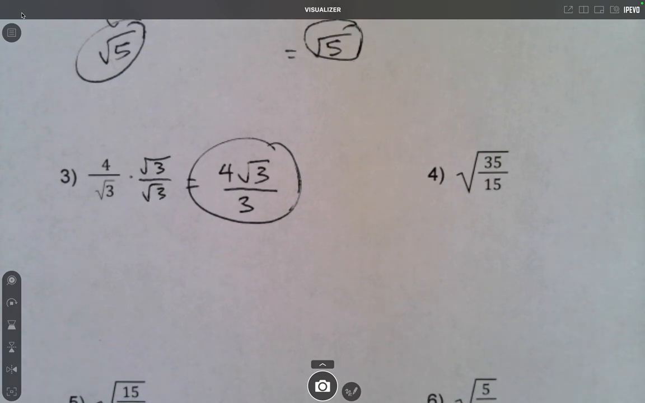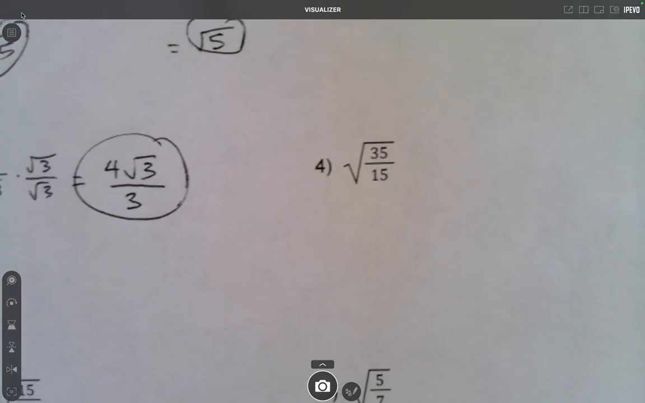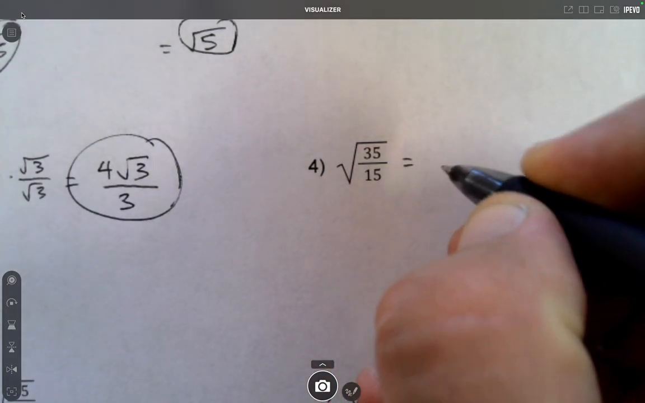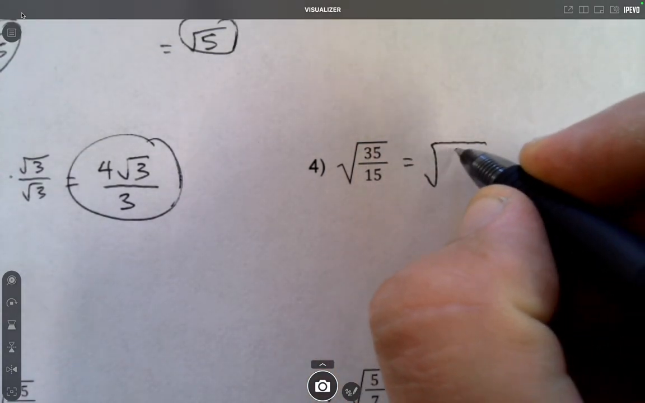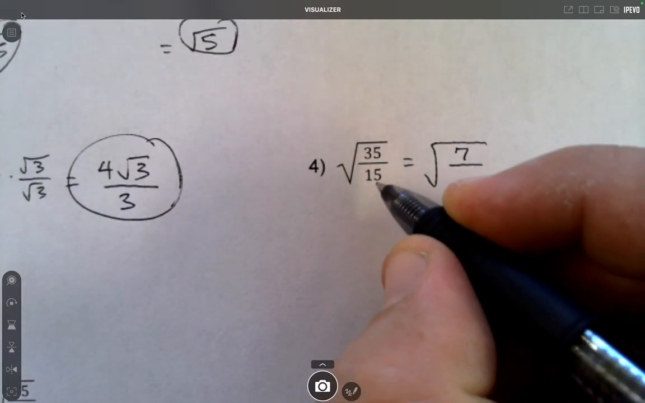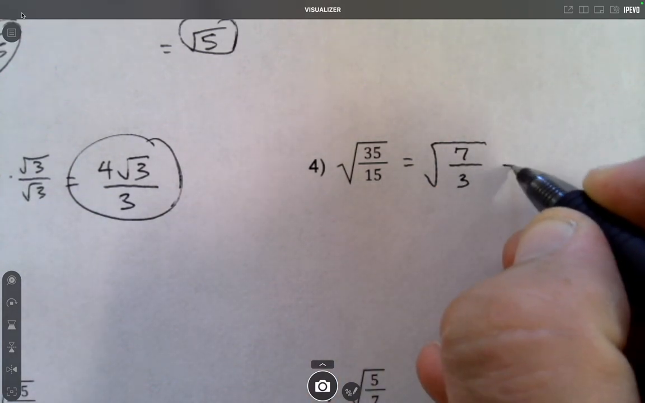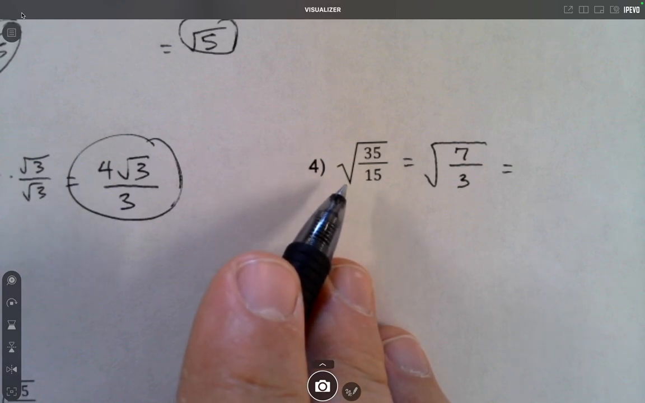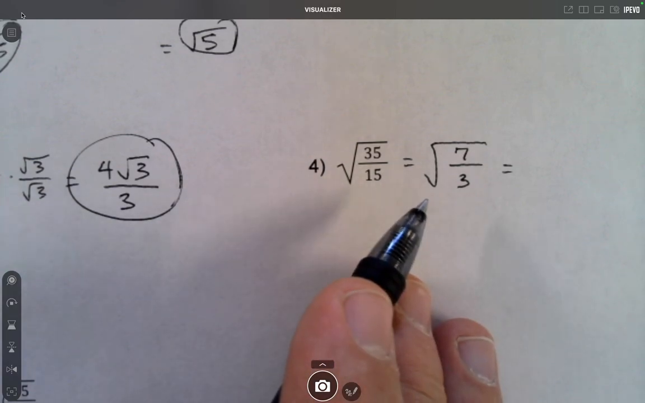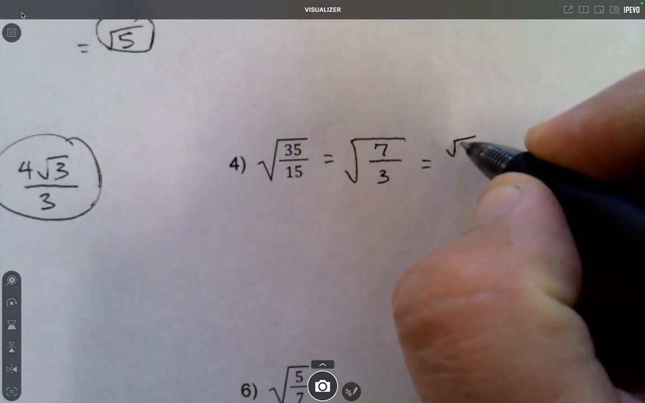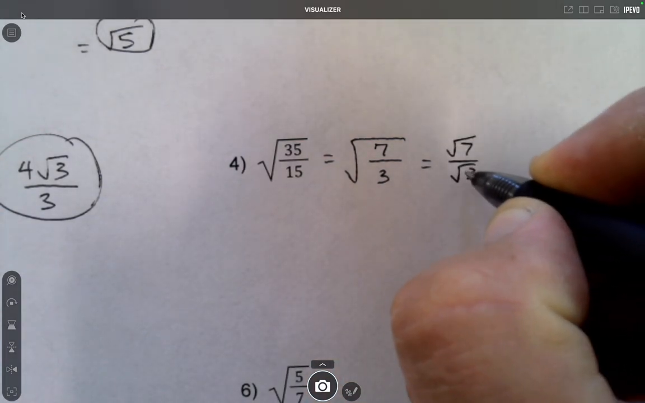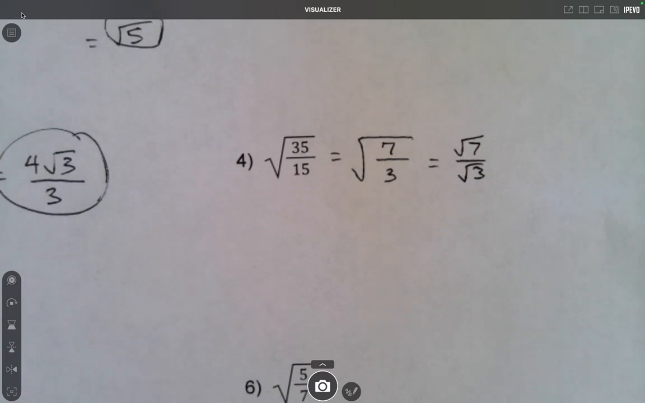Okay, on number 4, we can simplify before we rationalize. Those are both divisible by 5. 35 divided by 5 is 7. 15 divided by 5 is 3. And when we're dealing with fractions, square roots mean the same thing whether they are over the entire fraction or just over the individual parts of a fraction. So if it helps you think about the rationalizing to split it into two pieces, by all means do that.